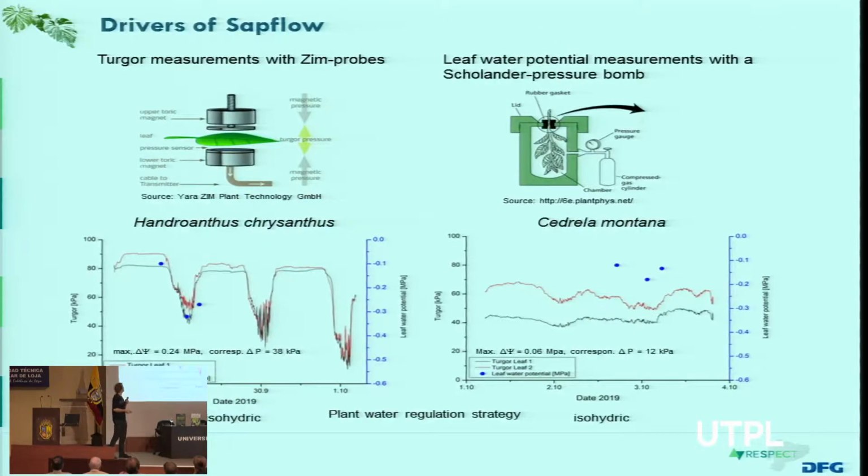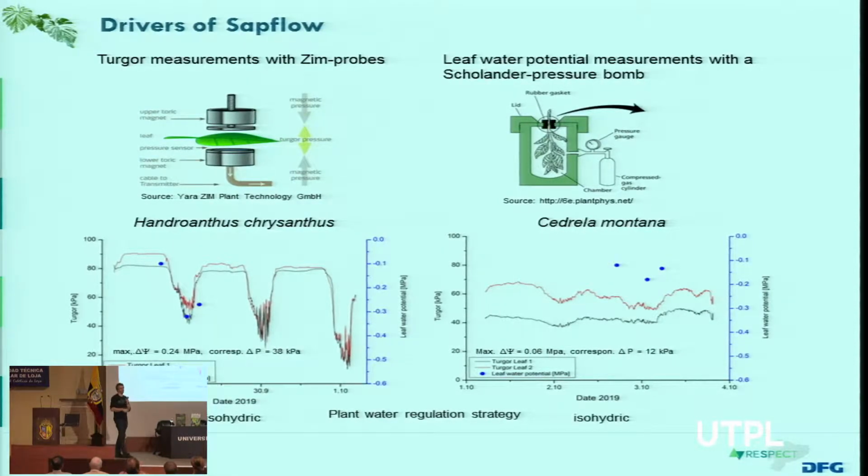So then to the drivers of sap flow, more or less the leaves. We're also measuring turgor, and we're also measuring leaf water potential. Turgor we measure with SIM probes, so we have some kind of magnet procedure which we clamp onto the leaf, and it shows us the relative turgor pressure compared to the magnetic pressure we put onto it. Here we have the leaf water potential measurements.